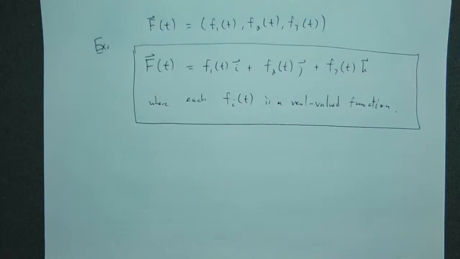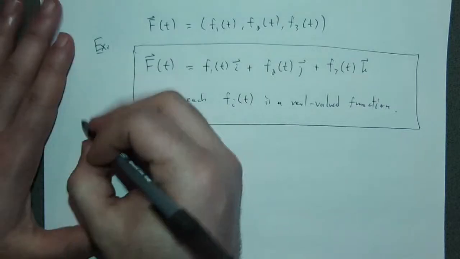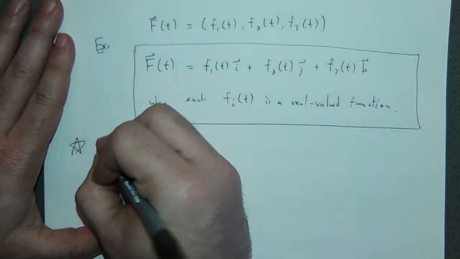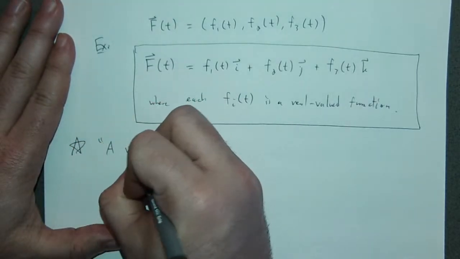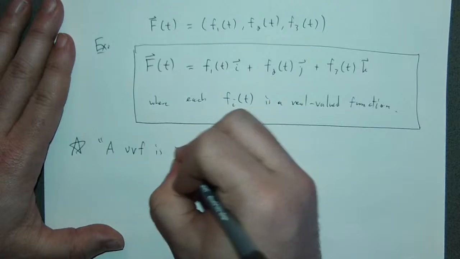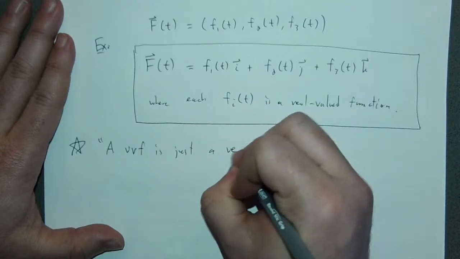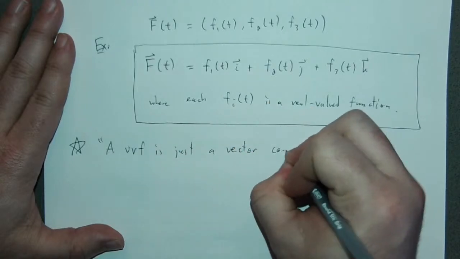So what is it that's being said here? This is the important fact. A vector valued function is just a vector containing real valued functions.